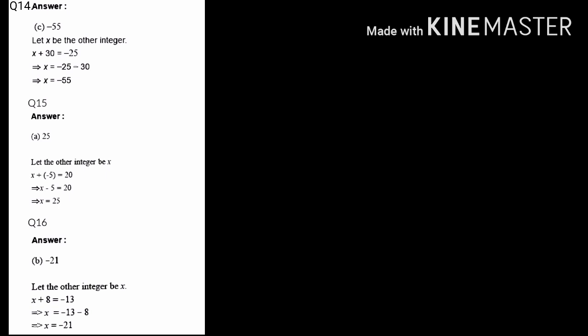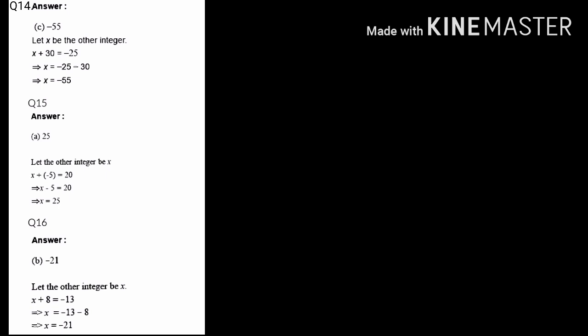Question number 15. Sum of two integers is 20. One of them is minus 5. Other is. So here x plus, in bracket, minus 5 is 20. That means x minus 5 is 20 and x will be 25. Minus 5 going to the other side, then it is becoming 20 plus 5.